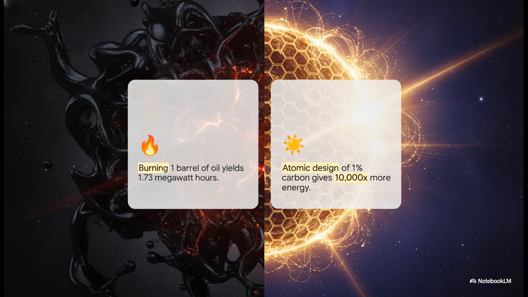And you know, why this matters becomes wildly clear when we look at how we currently use resources. Let's take a standard barrel of oil. Today, we mostly just burn it. If you burn all 159 liters of that oil, you get about 1.73 megawatt-hours of energy. But with atomic design, if you take just 1% of the carbon in that exact same barrel of oil and instead arrange those atoms into a thin-film graphene solar cell, it yields 10,000 times more energy over a year than just setting it on fire. Nanoscale design unlocks this revolutionary, almost mind-boggling level of efficiency.